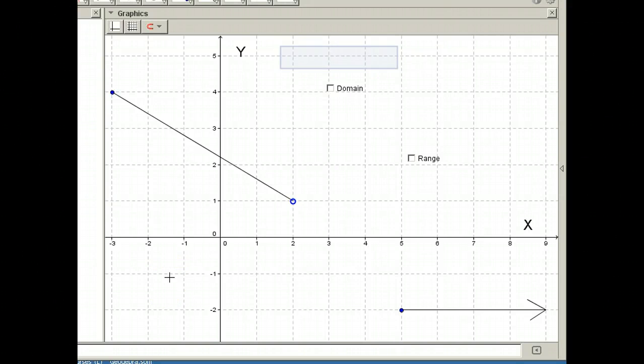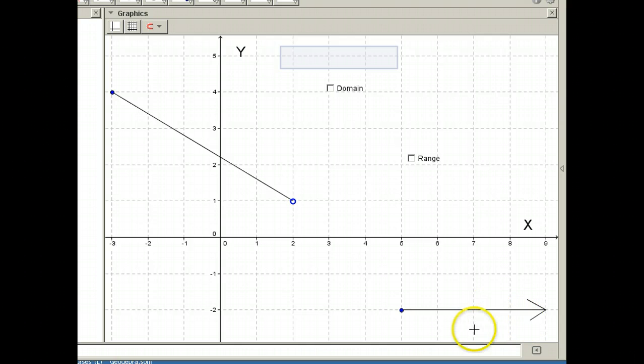Welcome to this screencast on finding the domain and range of the graph of a function. We have here a perhaps somewhat complicated function, and the graph is made up of this segment and this ray, which goes on forever, indicated by these arrows.